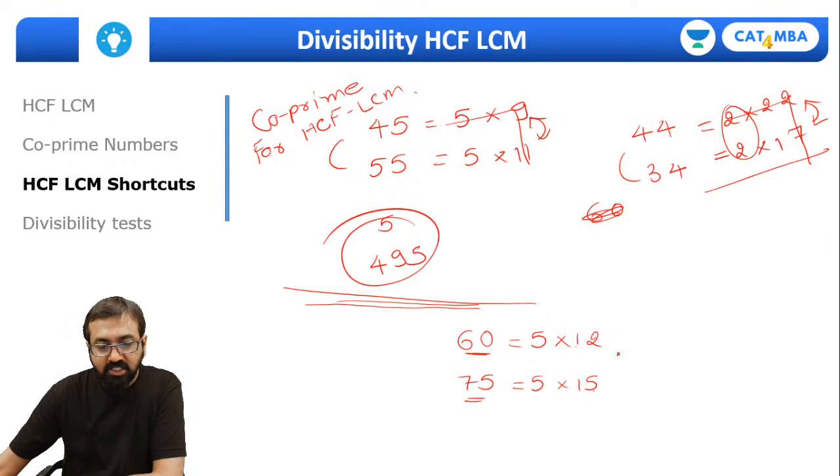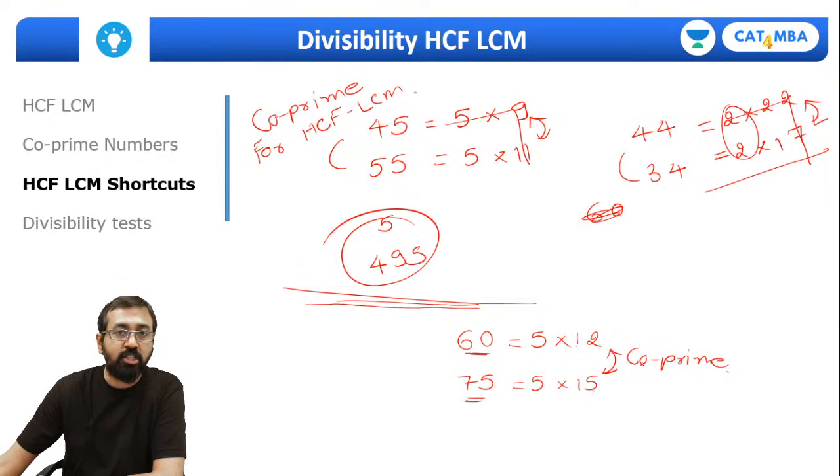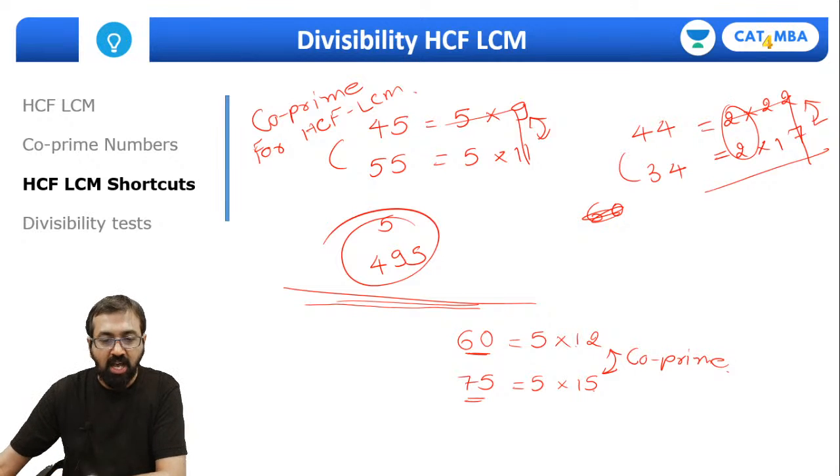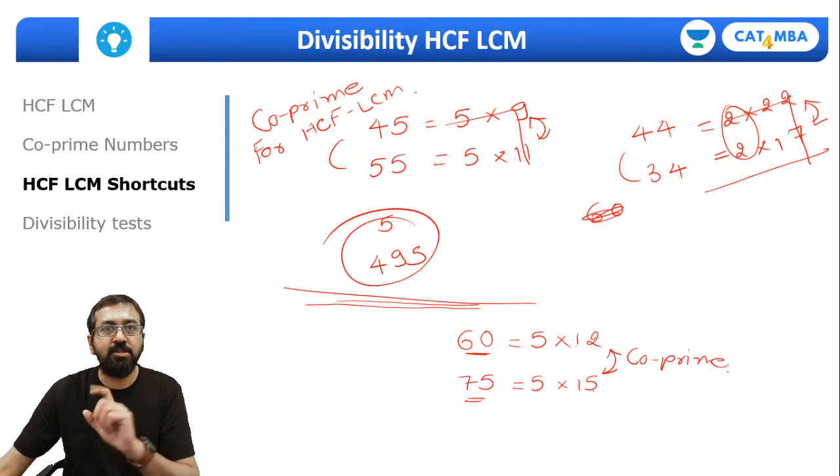Now just check whether these two numbers are coprime or not. Yesterday we also discussed coprime numbers. What are coprime numbers? Numbers whose HCF is 1. So are 12 and 15 coprime? No, they are not coprime. 3 is the common factor. Both the numbers are divisible by 3.